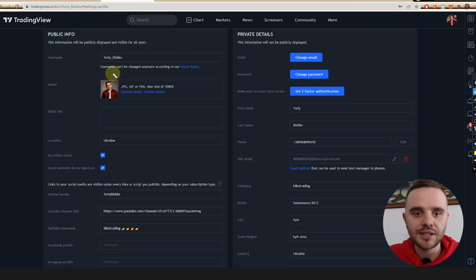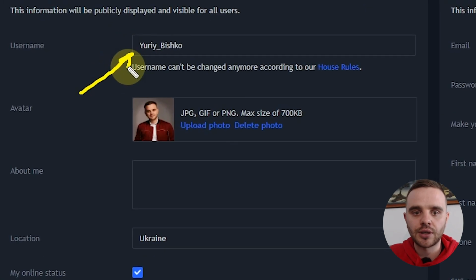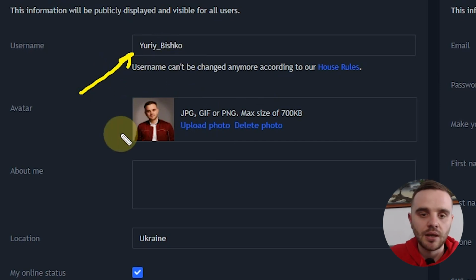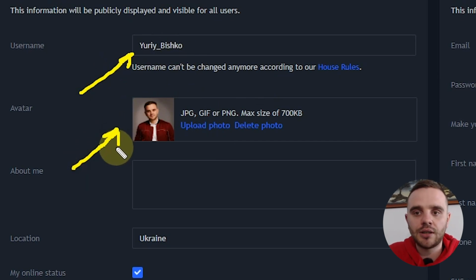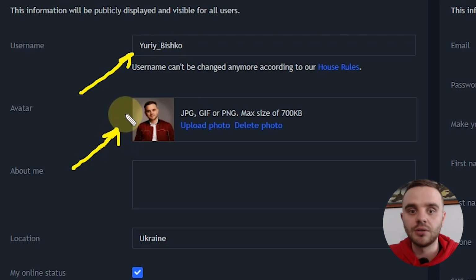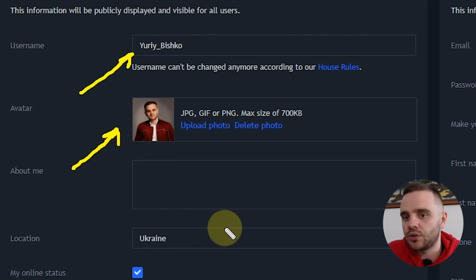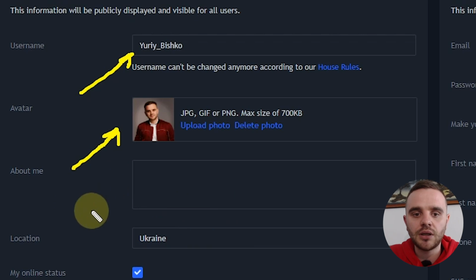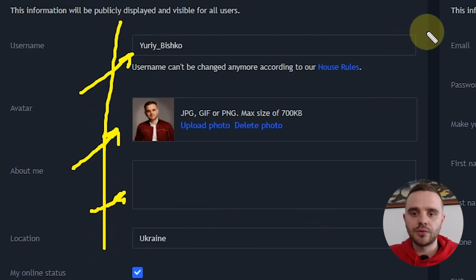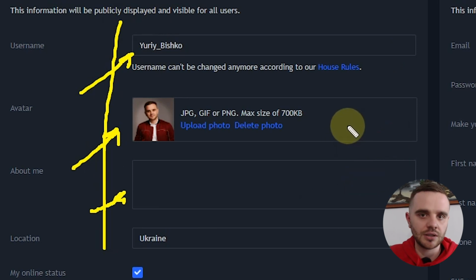Example, like this one, your username. I used my personal name and second name. That's it. Picture, if you share ideas, I recommend you to use a picture. It makes your account more attractive, especially if you share your real picture. If you don't like, just don't do it. It's also okay. About me, here you can write about your strategy. Once more, I recommend you to fill this form if you have a desire to share your ideas. If you don't have any desire to share your ideas, you don't need it.